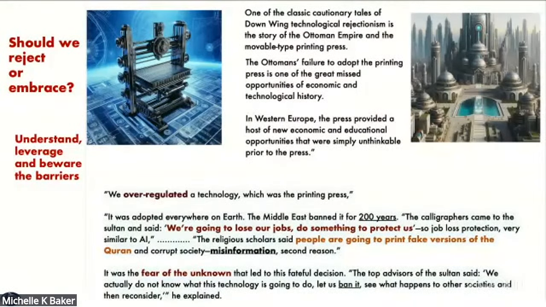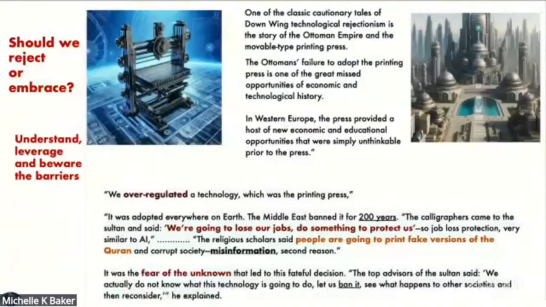But I want to leave this particular section with a cautionary note about whether or not we should reject or embrace, just based on a historical story. So the Ottoman Empire was doing very well when the printing press was first introduced. But they were concerned that people would be losing jobs if they had the printing press. They were concerned that fake copies of the Quran would be distributed and that a lot of fake news would be disseminated.